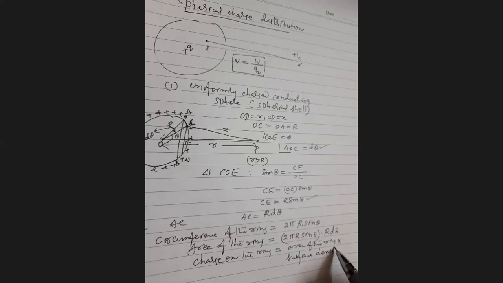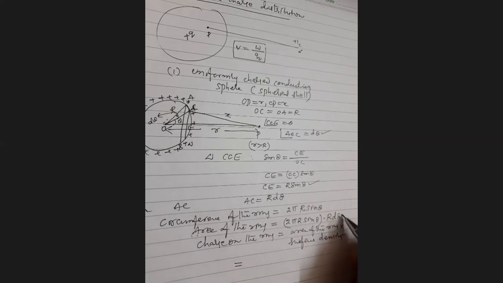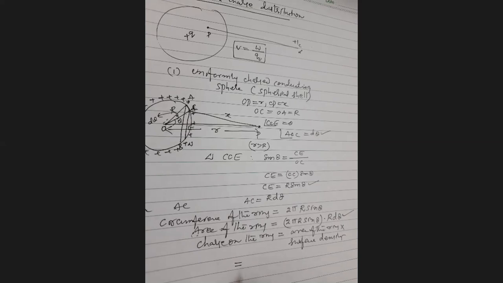Surface charge density. What is the area of the ring? 2 pi r square sine theta d theta. You write that 2 pi r square sine theta d theta into surface charge density sigma. But the surface charge density sigma equals the total charge on the sphere q by the surface area of the sphere, 4 pi r square.